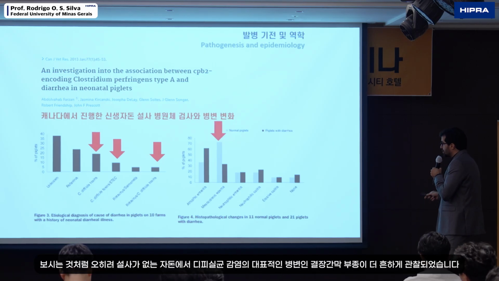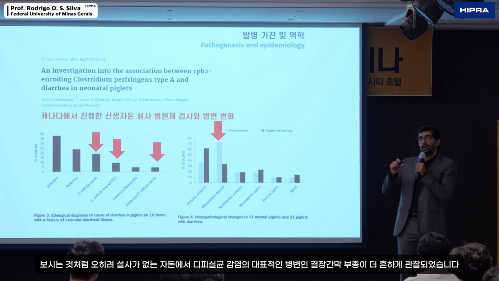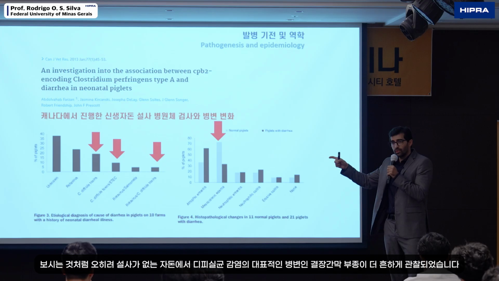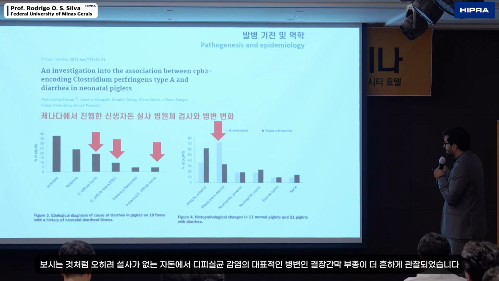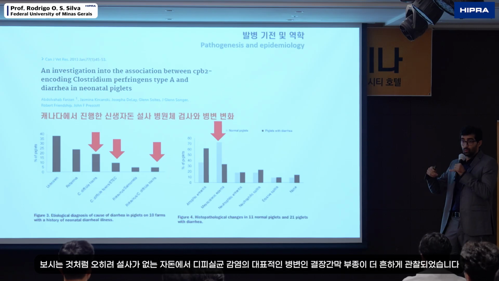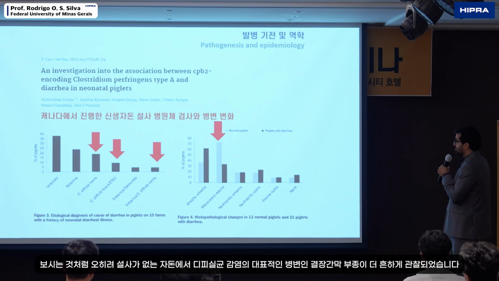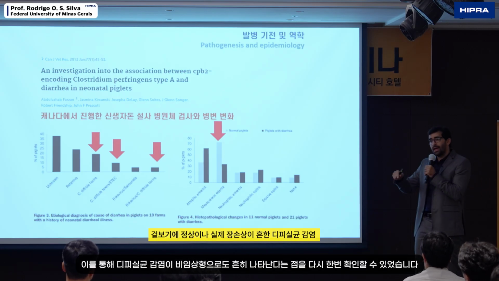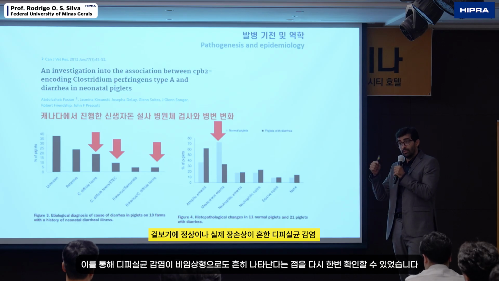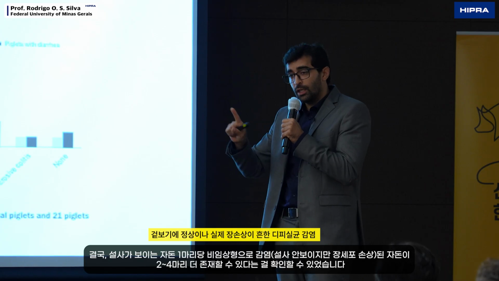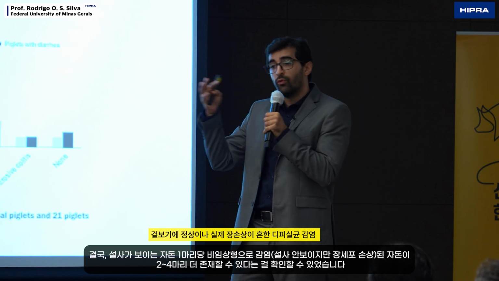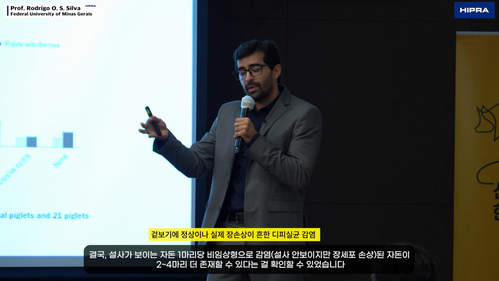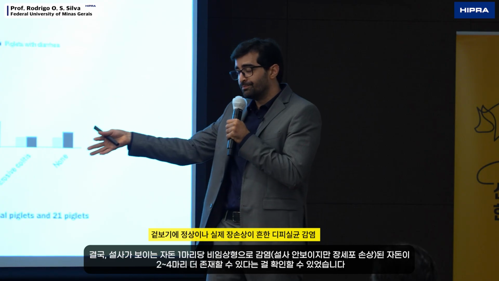And as you can see here, the mesocolonic edema, which is the main macroscopic and histologic alteration associated with Clostridium difficile infection, was more common in piglets without diarrhea, piglets that were apparently healthy, than in piglets with diarrhea. Again, showing that Clostridium difficile infection is a subclinical disease also. For each piglet with diarrhea, we have between 2 to 4 piglets without diarrhea, but with Clostridium difficile infection.